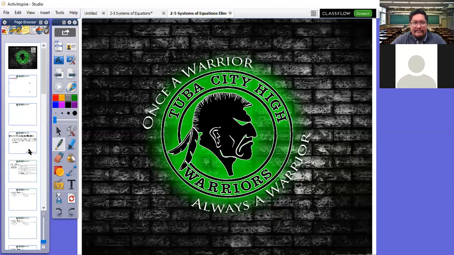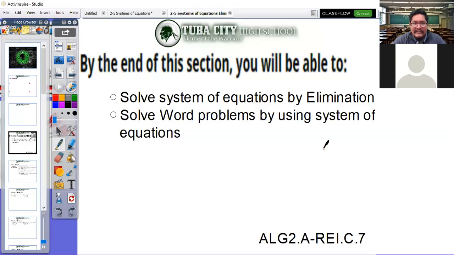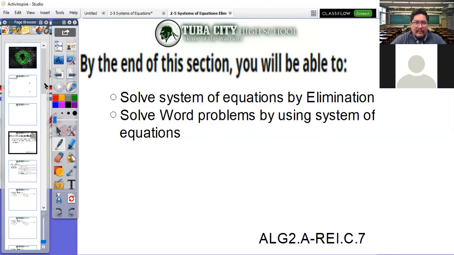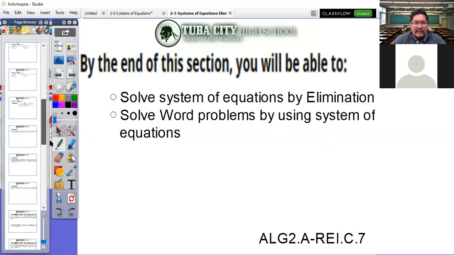Okay. Hello. Let's get into what we're doing today. So solving systems of equations by elimination, that's what we were working on yesterday. And solving word problems by using the systems of equations. So working on word problems, that's what we got going on today.